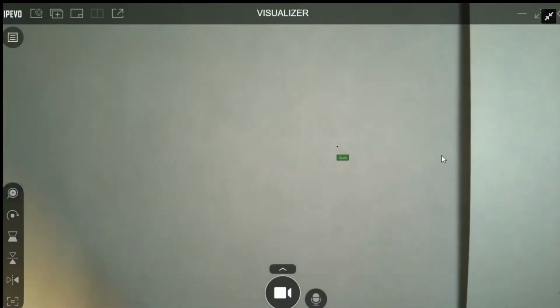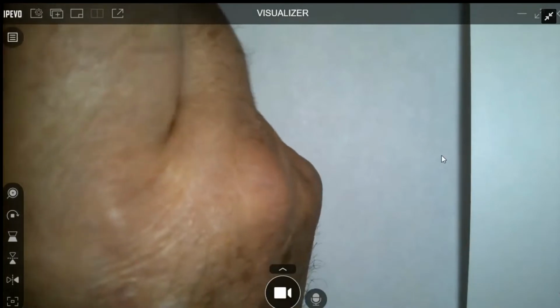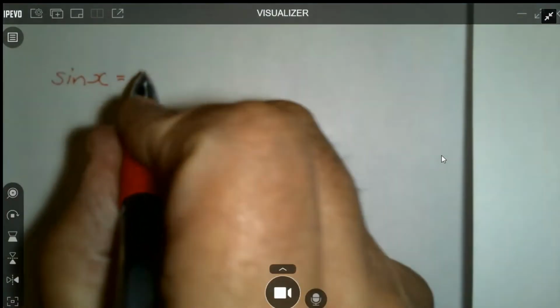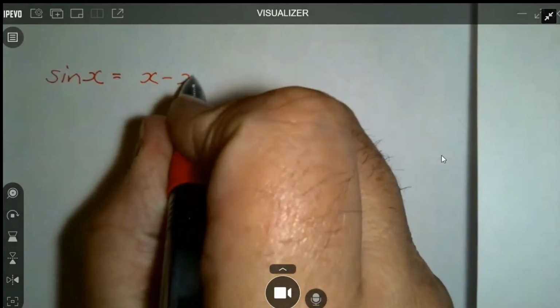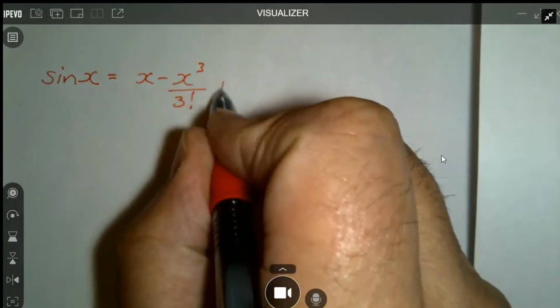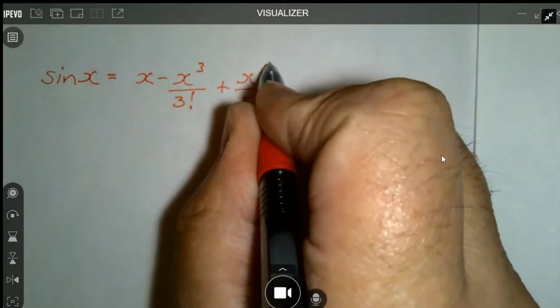Okay, so first of all, for the fifth degree Maclaurin polynomial for sine x, you can either derive the formula, but this is probably one of the four: sine x, cosine x, e to the x, and 1 over 1 minus x that you really need to have memorized. So sine x, you get x minus x cubed over 3 factorial plus x to the fifth over 5 factorial.